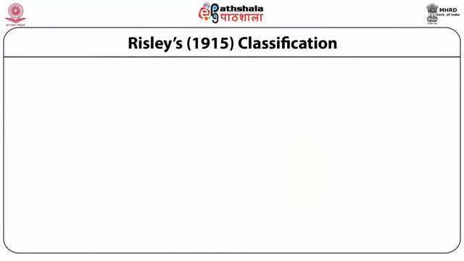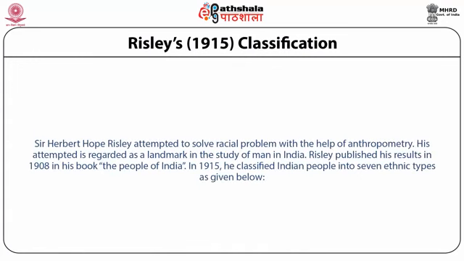Let's start with Risley's classification. Sir Herbert Hope Risley attempted to solve the racial problem with the help of anthropometry. His attempt is regarded as a landmark in the study of man in India. Risley published his results in 1908 in his book The People of India. In 1915, he classified Indian people into 7 ethnic types, which we will discuss one by one.